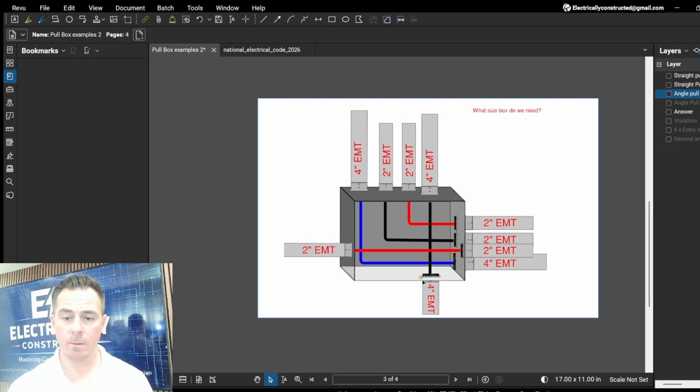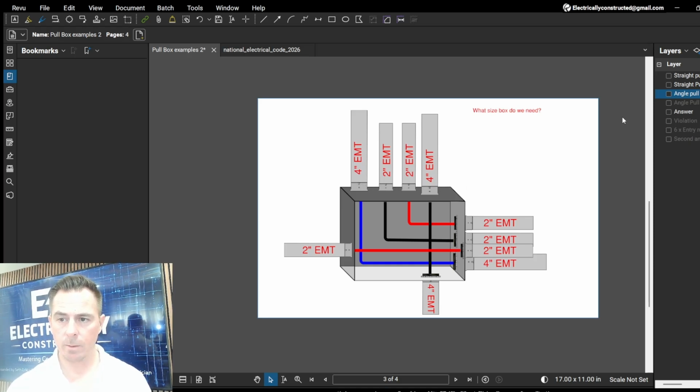If you can't tell, this 4-inch is in its own row. This 2-inch is in its own row. These 3 pipes right here, this 4-inch, 2-inch, and 2-inch are in a row together. And this 4-inch, 2-inch, and 2-inch are in a row together. But the straight poles are in their own row in front of the other row that's in the back.